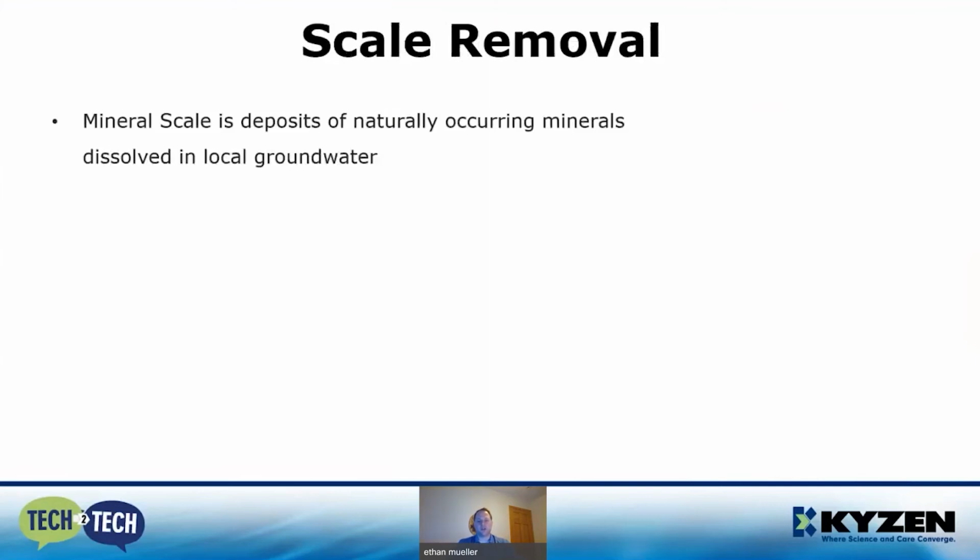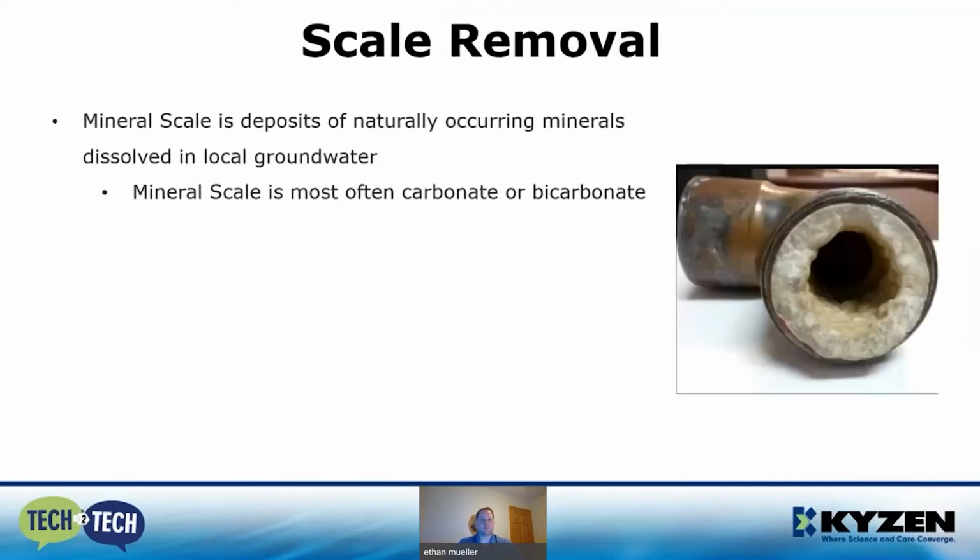Scale. Scale occurs in our plumbing. It is from the minerals that are dissolved in our groundwater. And if we're dealing with RO or DI water in our cleaning process, we're probably not battling this. But the guys in water treatment probably are dealing with it a little bit. But really what that scale is, it's carbonate or bicarbonate buildup.